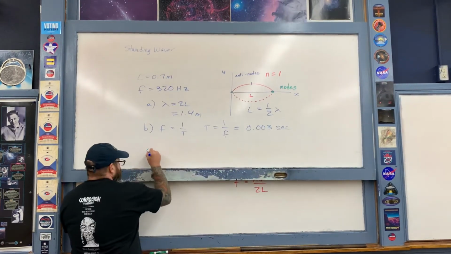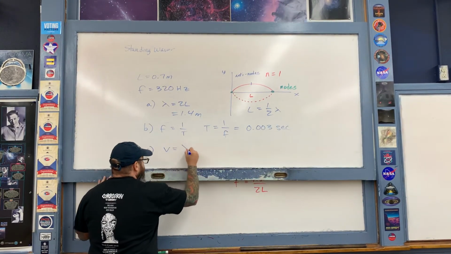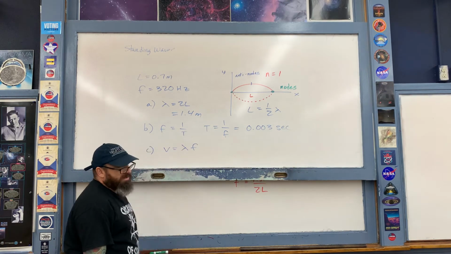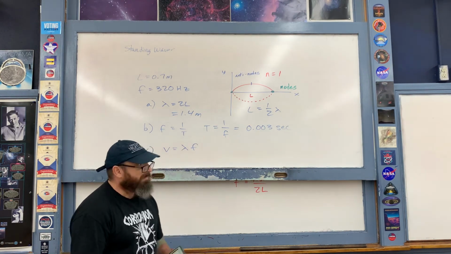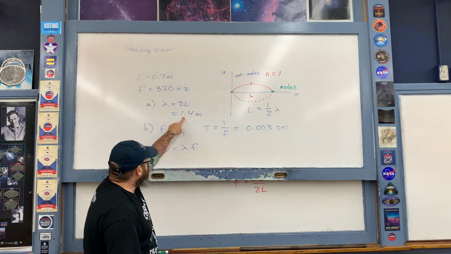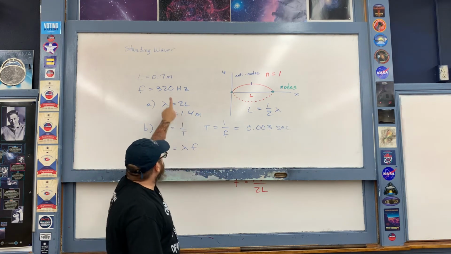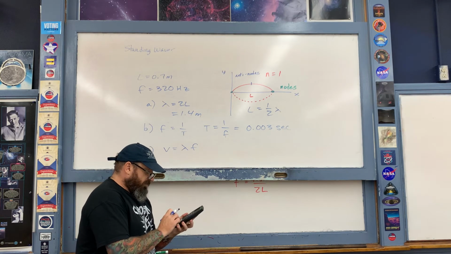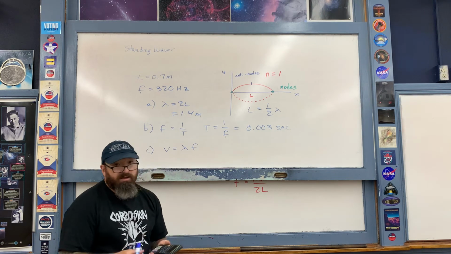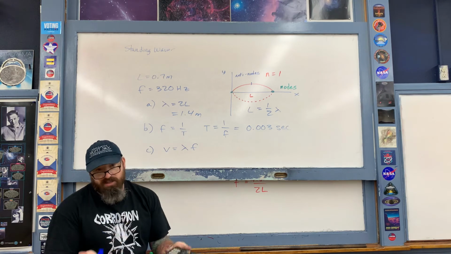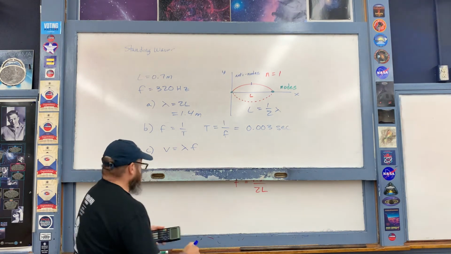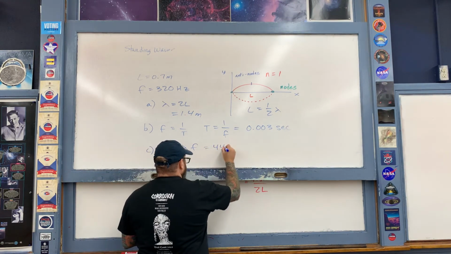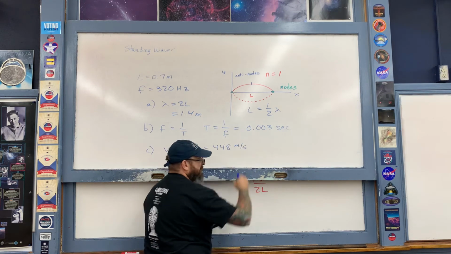Okay, part C is asking for the wave speed. So let's just go ahead and calculate the wave speed as wavelength multiplied by frequency. So the wavelength, remember, was 1.4 meters, and then multiply it by the frequency here of 320 hertz. So 1.4 times 320, and you end up with a really large number. The speeds of waves on guitar strings are typically very high. In this case, it's 448 meters per second.